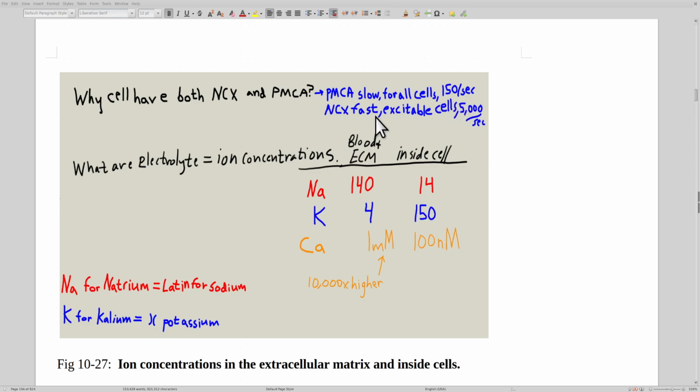So cells that are excitable, like neurons and skeletal muscle cells, will have a significant amount of this fast NCX pump. A regular cell might primarily just run with the plasma membrane calcium ATPase. Okay.